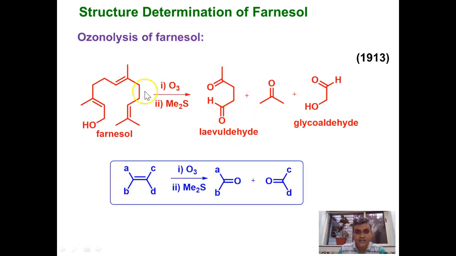Now another proof regarding the structure of farnesol comes from ozonolysis in the same year 1913. When ozonolysis of farnesol was carried out, 3 products were obtained: levulinaldehyde, acetone, and glycolaldehyde. Now in ozonolysis, the carbon-carbon double bond is replaced by carbon-oxygen double bond. So here there are 3 double bonds, and all 3 are cleaved, and we get 3 different products. One is levulinaldehyde, obtained from this bond cleavage as well as this bond cleavage, and acetone is obtained due to cleavage of this trisubstituted double bond, and here we get the glycolaldehyde due to the cleavage of this double bond.